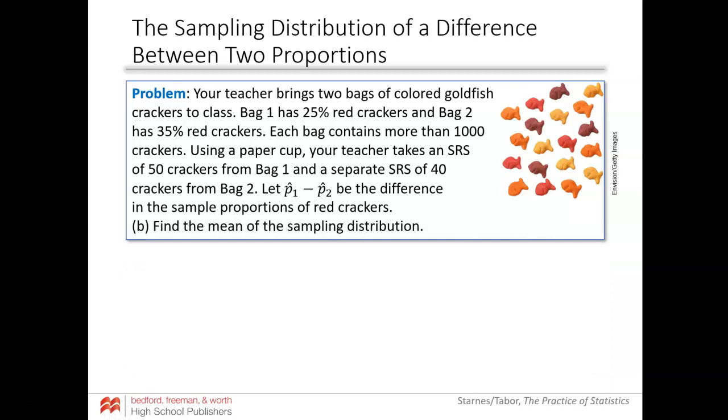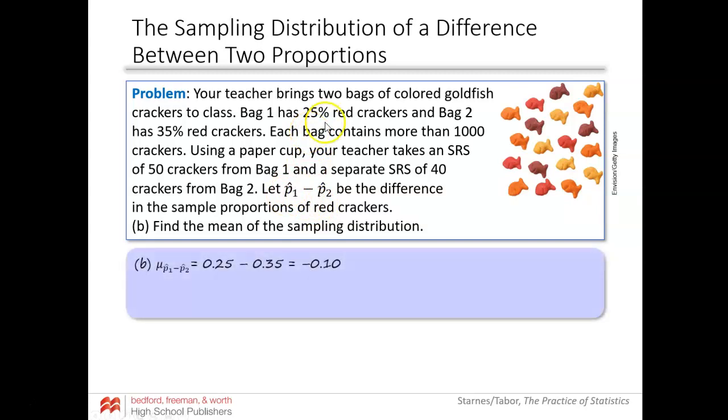All right, so now they want me to find the mean of the sampling distribution. So remember, the mean is determined by the order in which they subtract them here. So p hat 1 minus p hat 2 means that we're going to take p1, which is 0.25, minus p2, which is 0.35, and order does matter. So you actually get a mean value of negative 0.1.